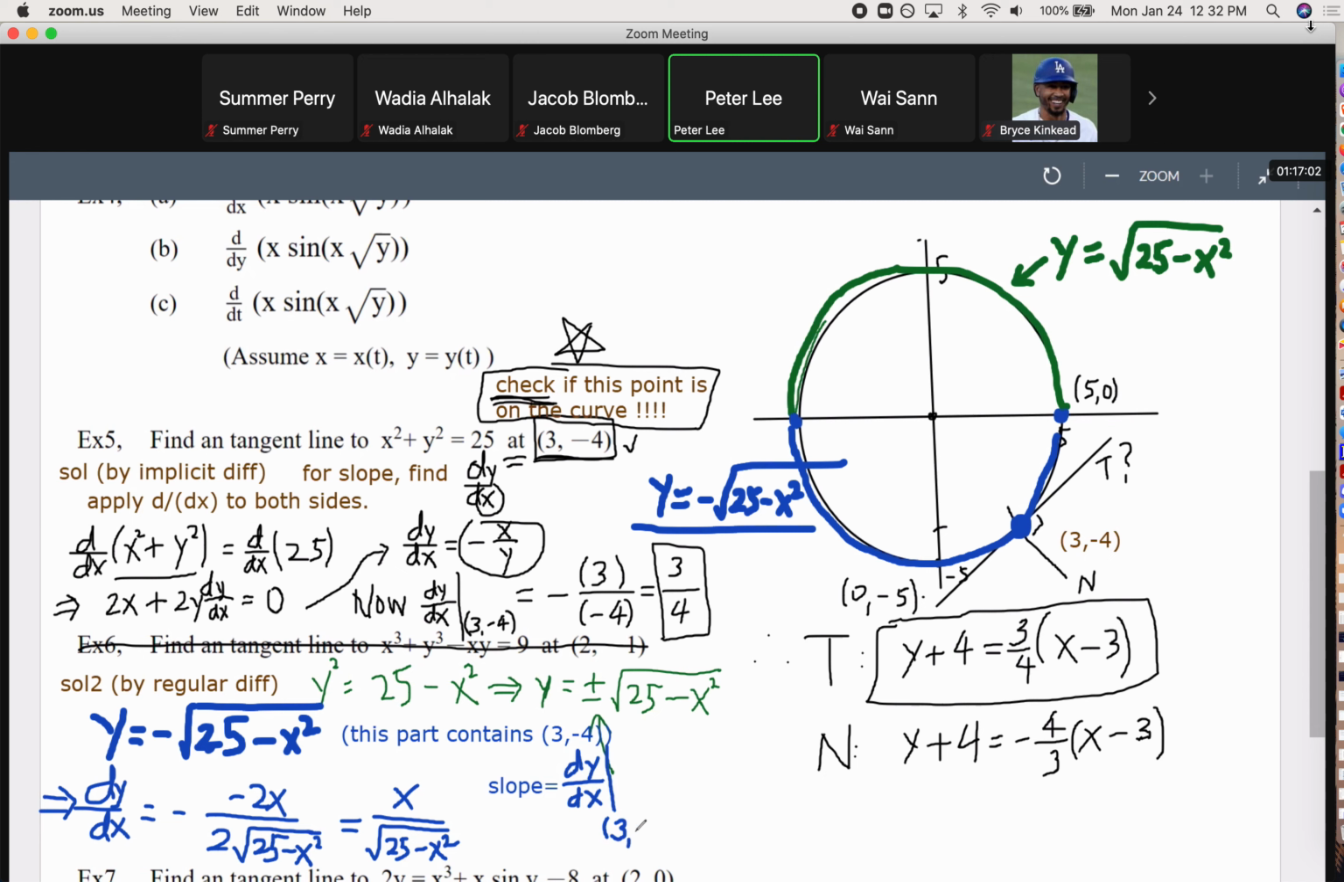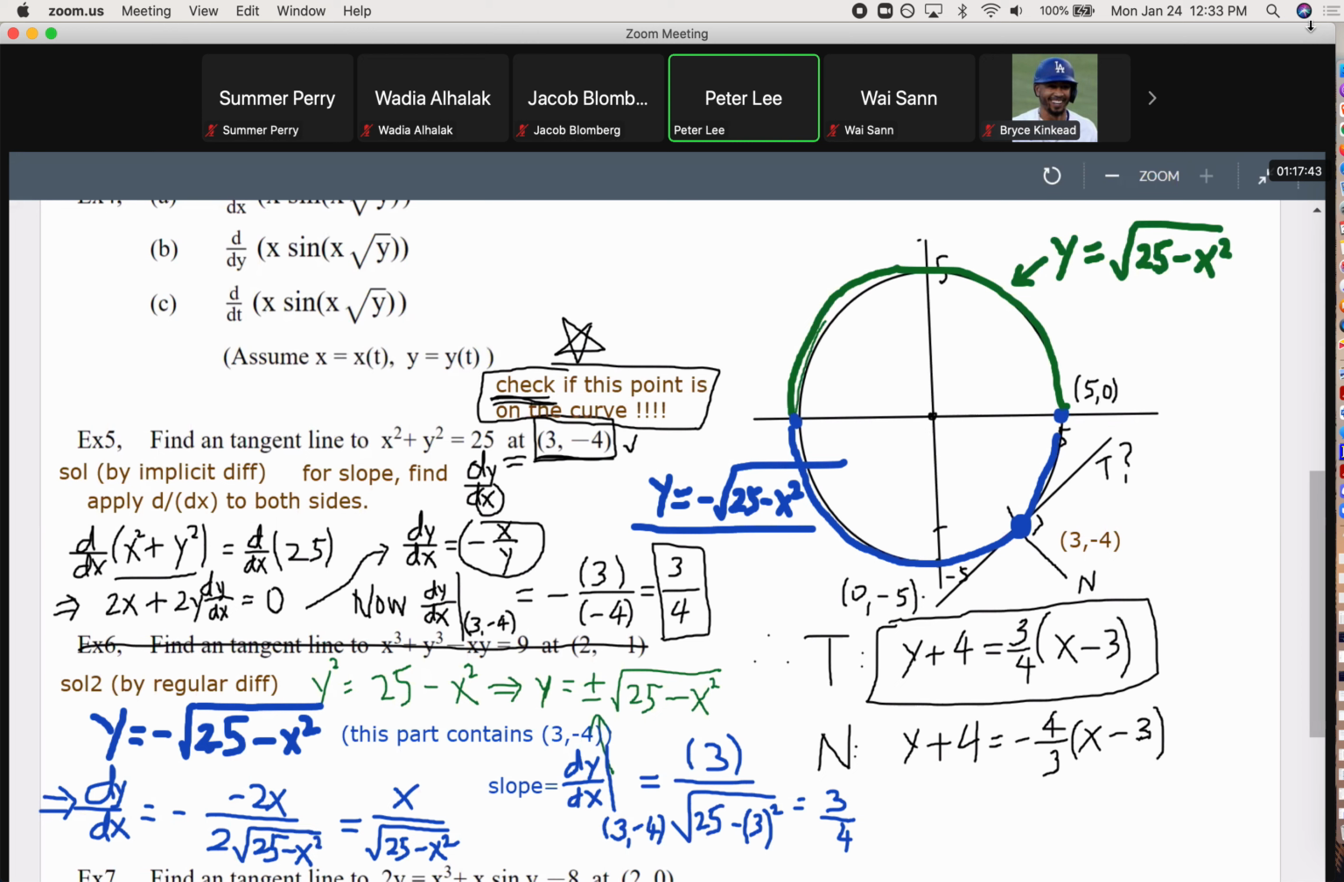Actually, in this case we don't need the y, so you can just write x equals 3, and that's fine, because in this case there is no y. So what is this equal to? This will equal 3 over the square root of 25 minus 3 squared. When you plug that in, we get 3 over the square root of 25 minus 9, which is the square root of 16, which is 4. So we end up getting 3 over 4.